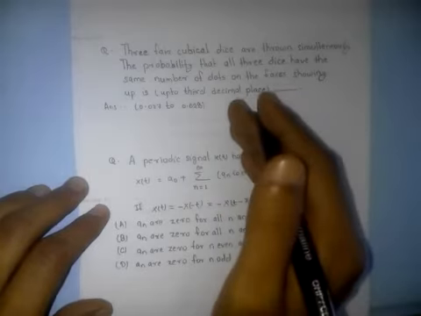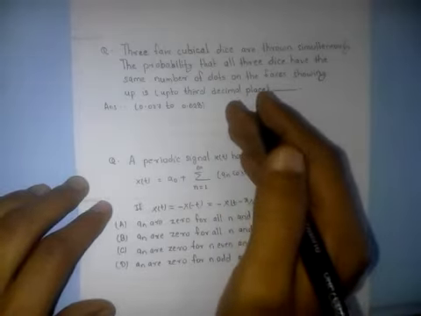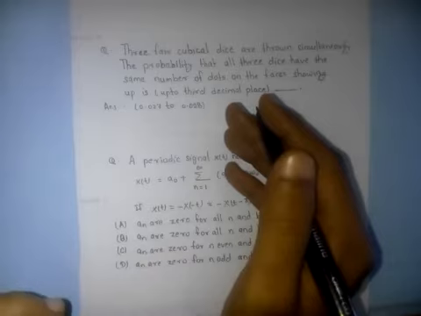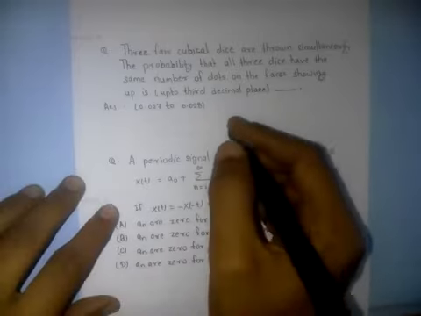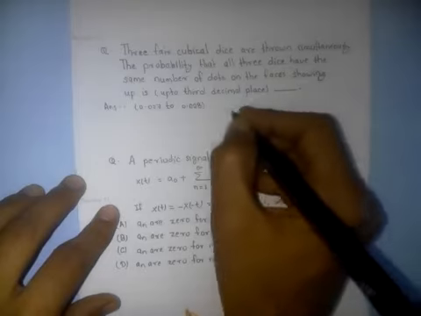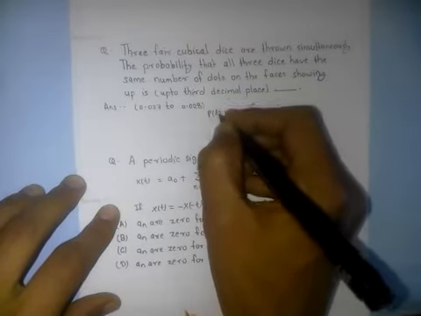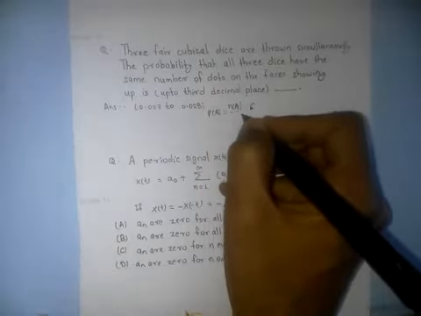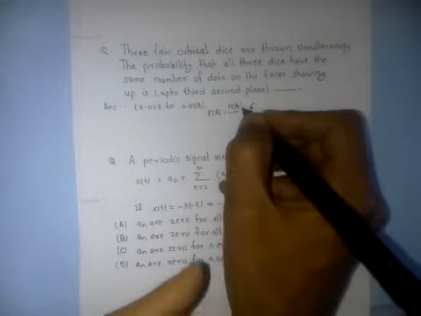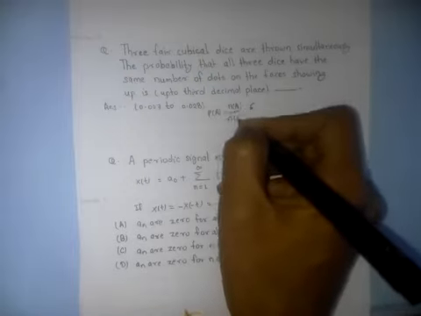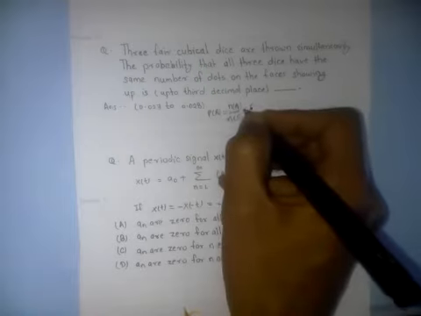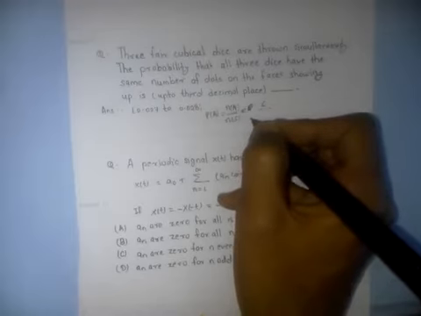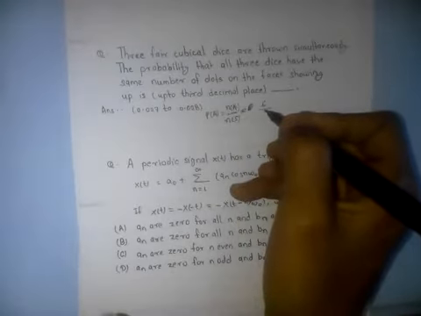How many such cases can occur? So all three dice can have one dot, all three dice can have two dots, like that up to 6. So this is 6 situations. We know that probability of event A occurring is equal to the number of ways that event can occur divided by the total sample space, n(A) upon n(S). So n(A) is 6 here, because all three dice can have one dot, all three dice can have two dots simultaneously, like that.